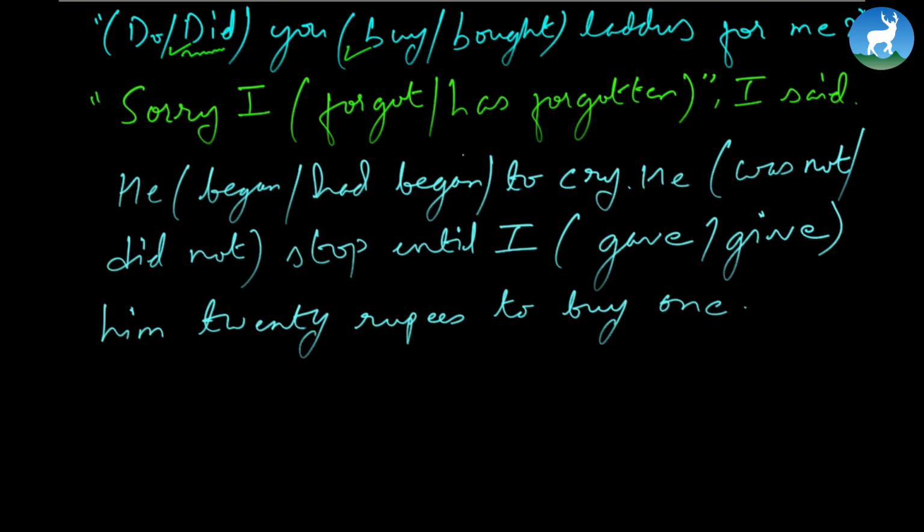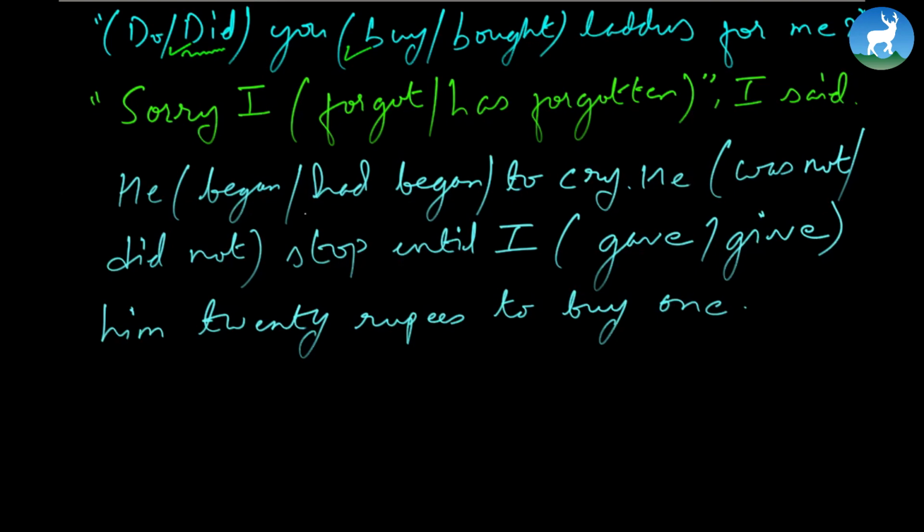Sorry, again you choose the right one. I said he, again you choose the right one. He was not, did not, you choose the right one. Stop until I gave him 20 rupees to buy one. So see, this is how it can be done.